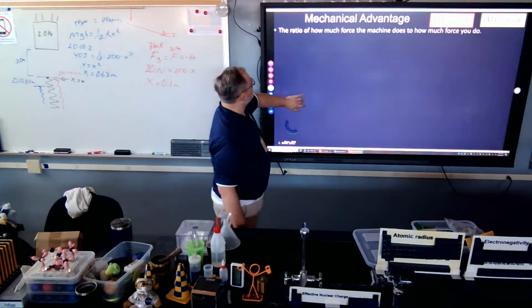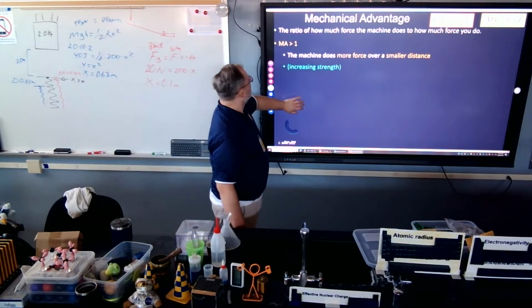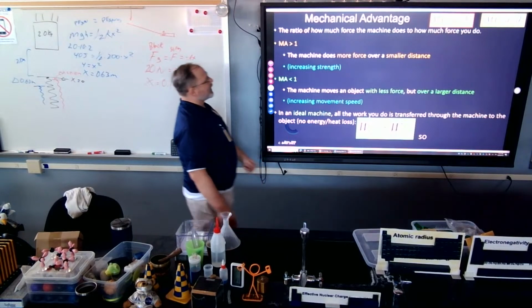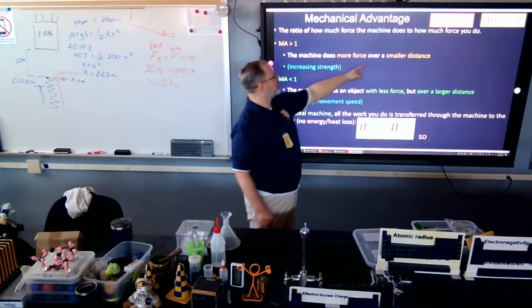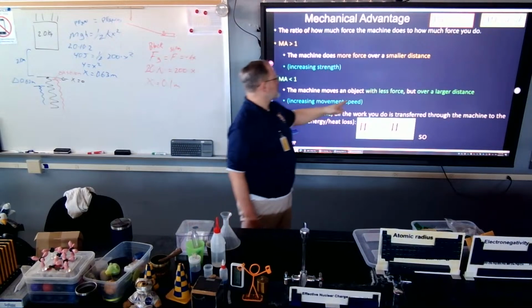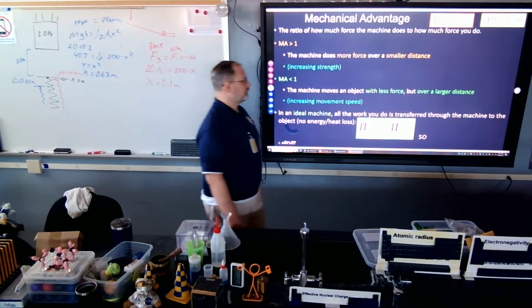I think we are just about done. Oh, yeah, this is what I was talking about. If you have a mechanical advantage larger than 1, that means the machine does more force over a smaller distance. If your mechanical advantage is less than 1, that means the machine is doing less force over a longer distance.